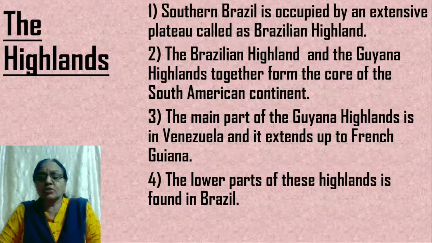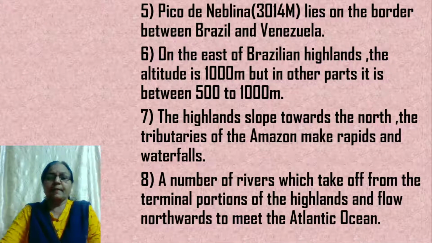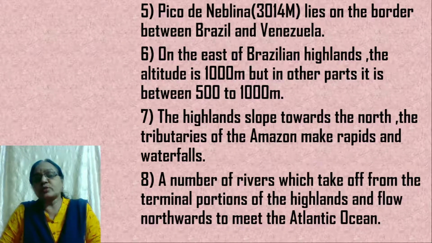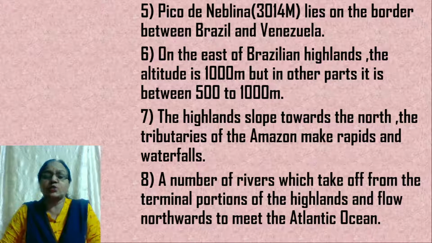The lower part of these highlands is found in Brazil. So, the southern part of the Guiana Highlands can be seen in Brazil. The highest peak in Brazil is Pico de Neblina. Its height is 3014 meters, and it lies between Brazil and Venezuela.